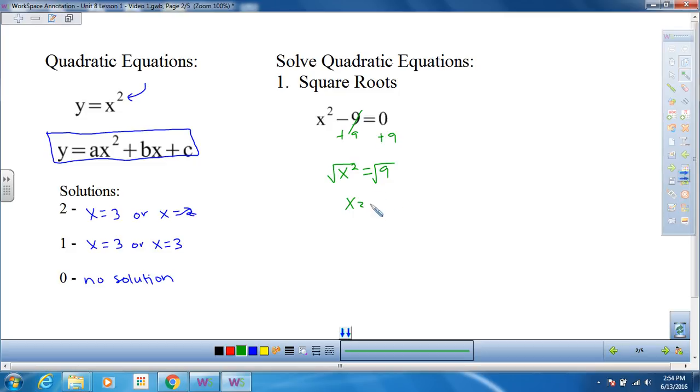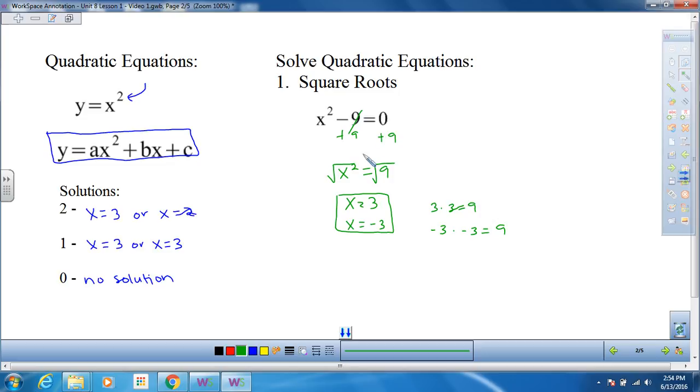So that means what times itself gives you 9? 3. However, we get 2 answers here because not only does 3 times 3 equal 9, but so does negative 3 times negative 3. That also gives you positive 9. So x equals 3 or x equals negative 3. So this has 2 solutions.